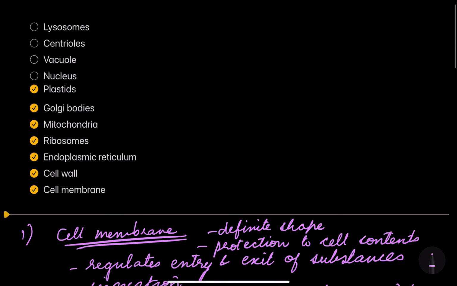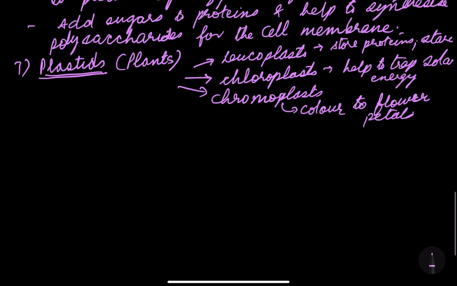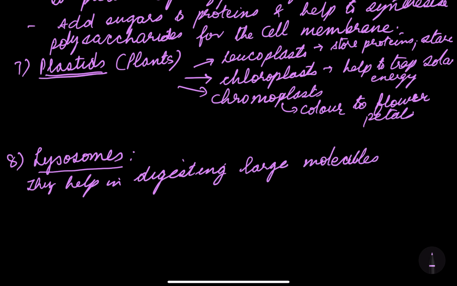Let's move on further to the next organelle, that is lysosomes. Now lysosomes are often referred to as the suicide bags of the cell. Lysosomes help in breaking down or digesting. They help in digesting large molecules inside the cell. This is their primary function.